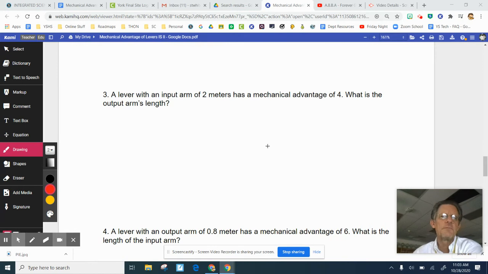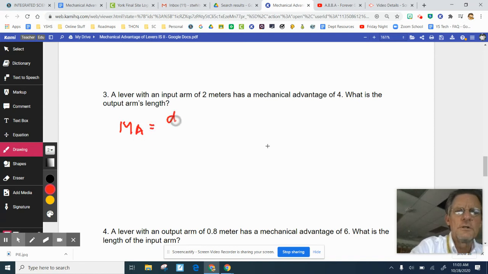Now, for some of these problems, like number 3, it says a lever with an input arm of 2 meters has a mechanical advantage of 4. What's the output arm's length? So this is where it might be helpful to jot this down, where we said that the mechanical advantage is equal to d in divided by d out.